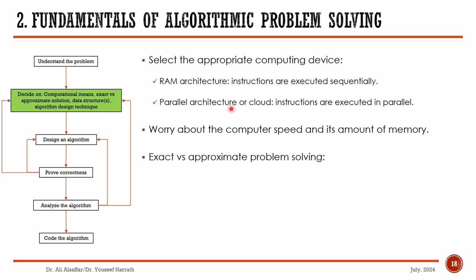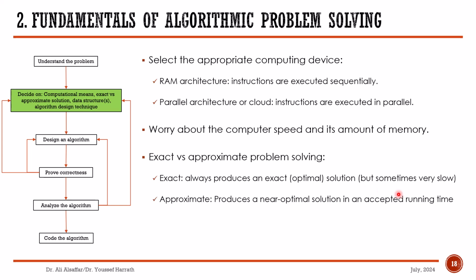For some algorithms, the output must be either an exact answer to the problem or an approximate one. Writing an algorithm for computing GCD is an exact algorithm. However, writing an algorithm for computing the square root of a real number is an approximation algorithm. So an exact algorithm always produces an exact or optimal solution, but sometimes very slowly. And an approximate algorithm produces a near optimal solution in an acceptable running time.